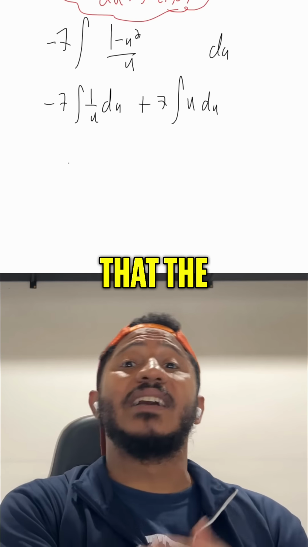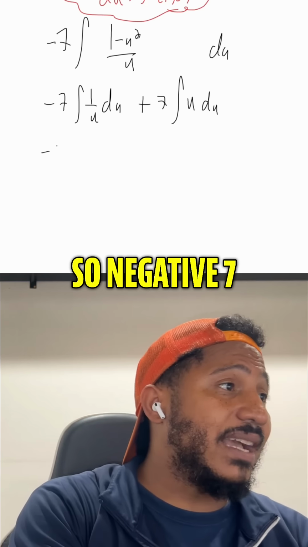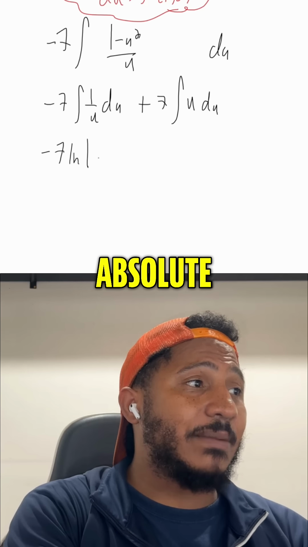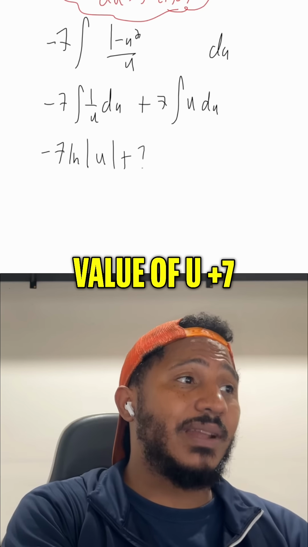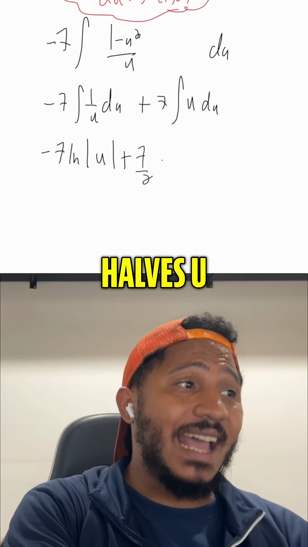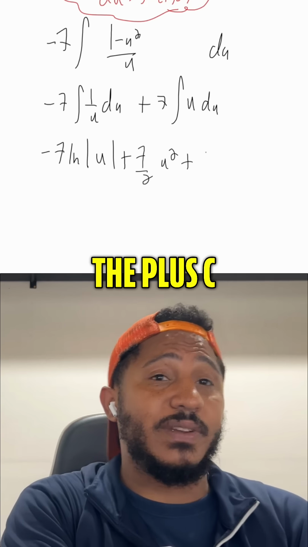Now, of course, we know that the integral of 1 over u is ln the absolute value of u. So negative 7 ln absolute value of u plus 7 halves u squared. Now we're done integrating. Don't forget the plus c.